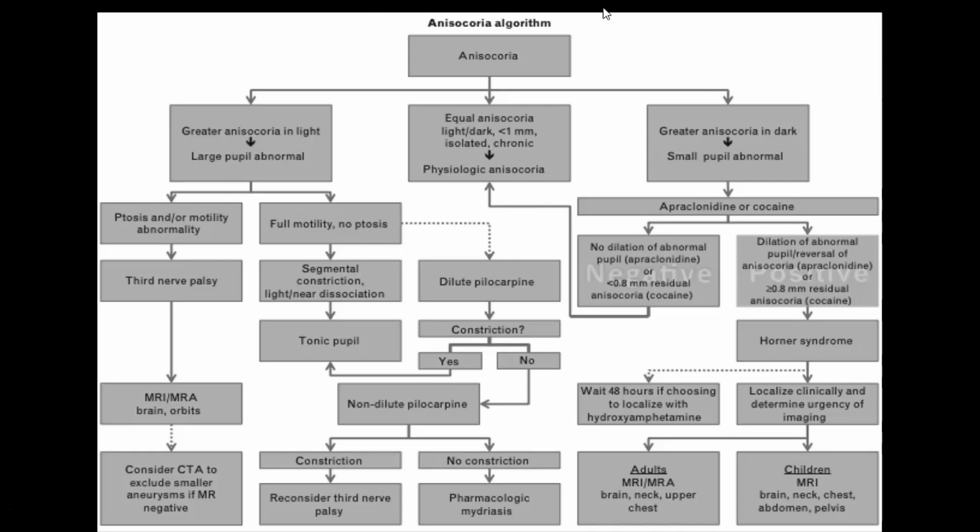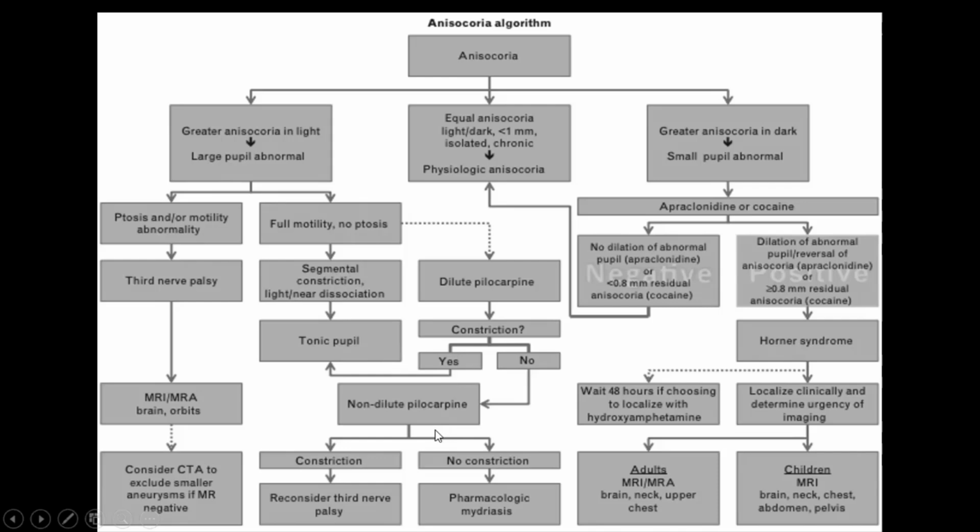So again, this is the anisocoria algorithm. We have to check if anisocoria is greater in bright light or in dim light. If it is greater in bright light, it means the larger pupil is abnormal. And if the patient has ptosis and EOM restriction, it could be a third nerve palsy. If there is full motility with no ptosis, when we also see segmental constriction and light-near dissociation, it could be tonic pupil. And we have to do a diluted pilocarpine test to confirm it.